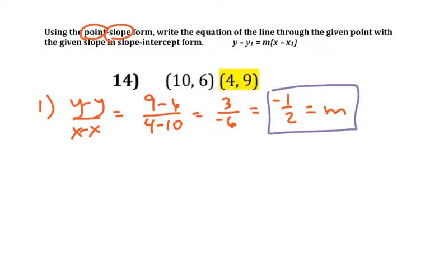Now here's the interesting part about this. You need a point. We have 2 of them. We have this one and this one. It does not matter which one you choose. Both of them will work because they're both on the line. So I'm going to do it 2 ways.